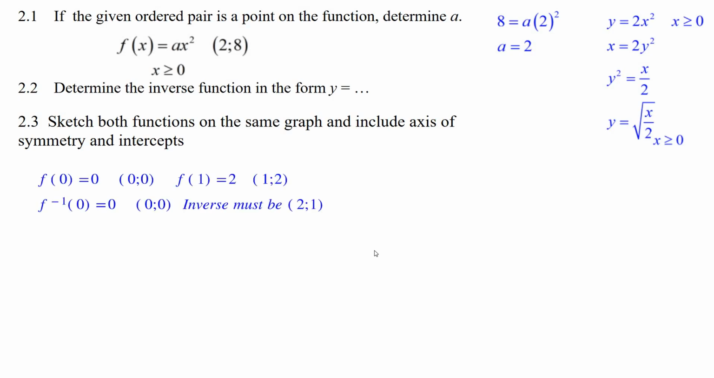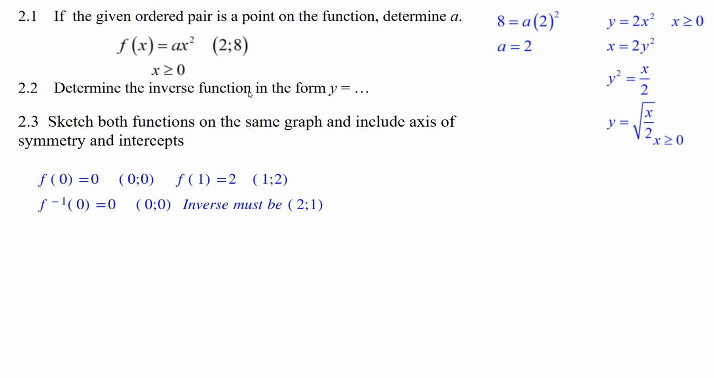So when we sketch these two things, how would you sketch it? Well, you know that if you put in 0 there, you get y is 0. And if you flip it, the inverse must have (0, 0) too, because it's an inverse function if you switch x and y. But if we put in 1, 1 squared is 1, times 2, we get (1, 2). So the inverse must be (2, 1).